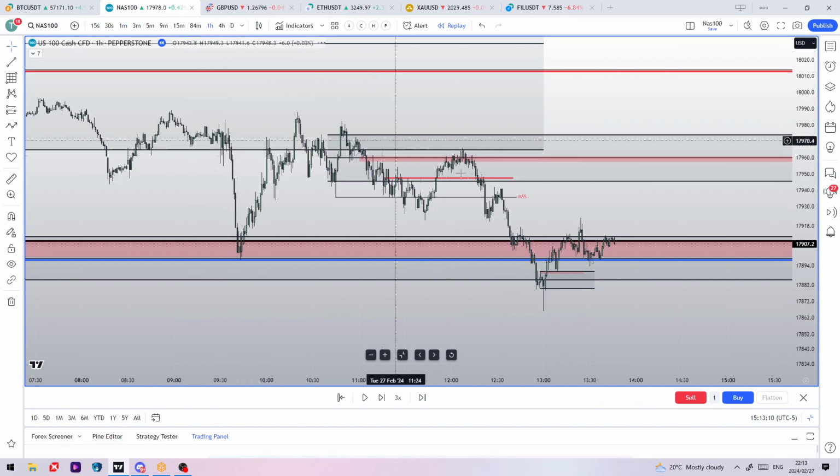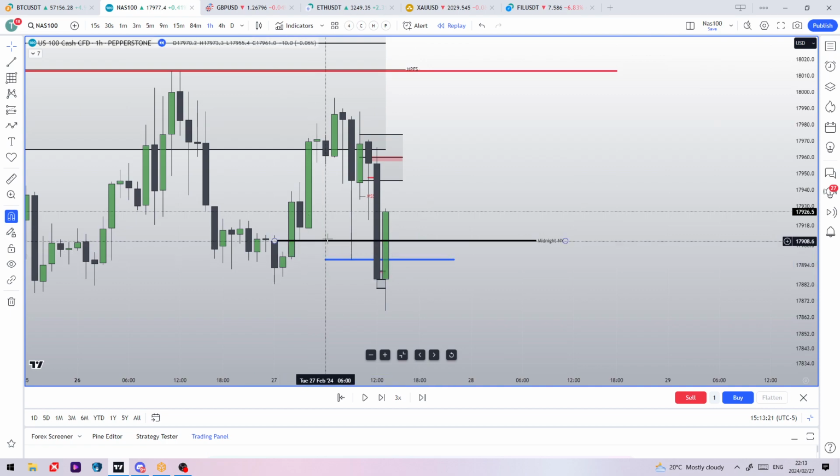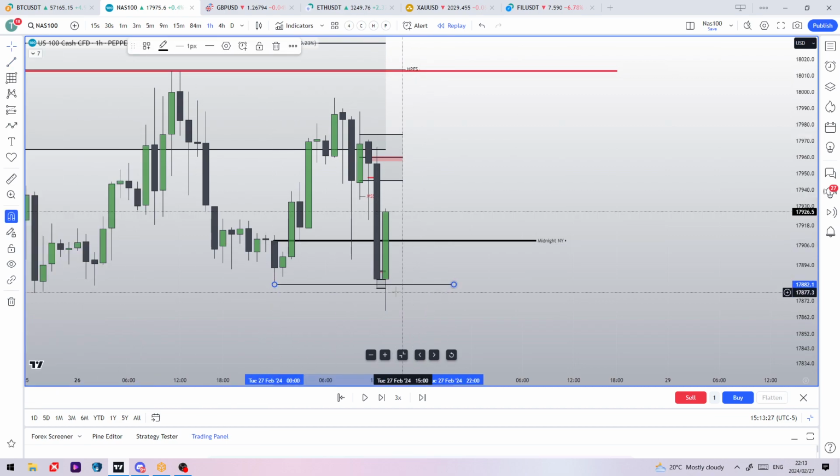Wick fractal here. Watch. Wick fractal right here. Again, there's a low. Let's get rid of this guy and this guy for now. And this. Here's a low. Failed to close below it. Right there. Where's the draw?